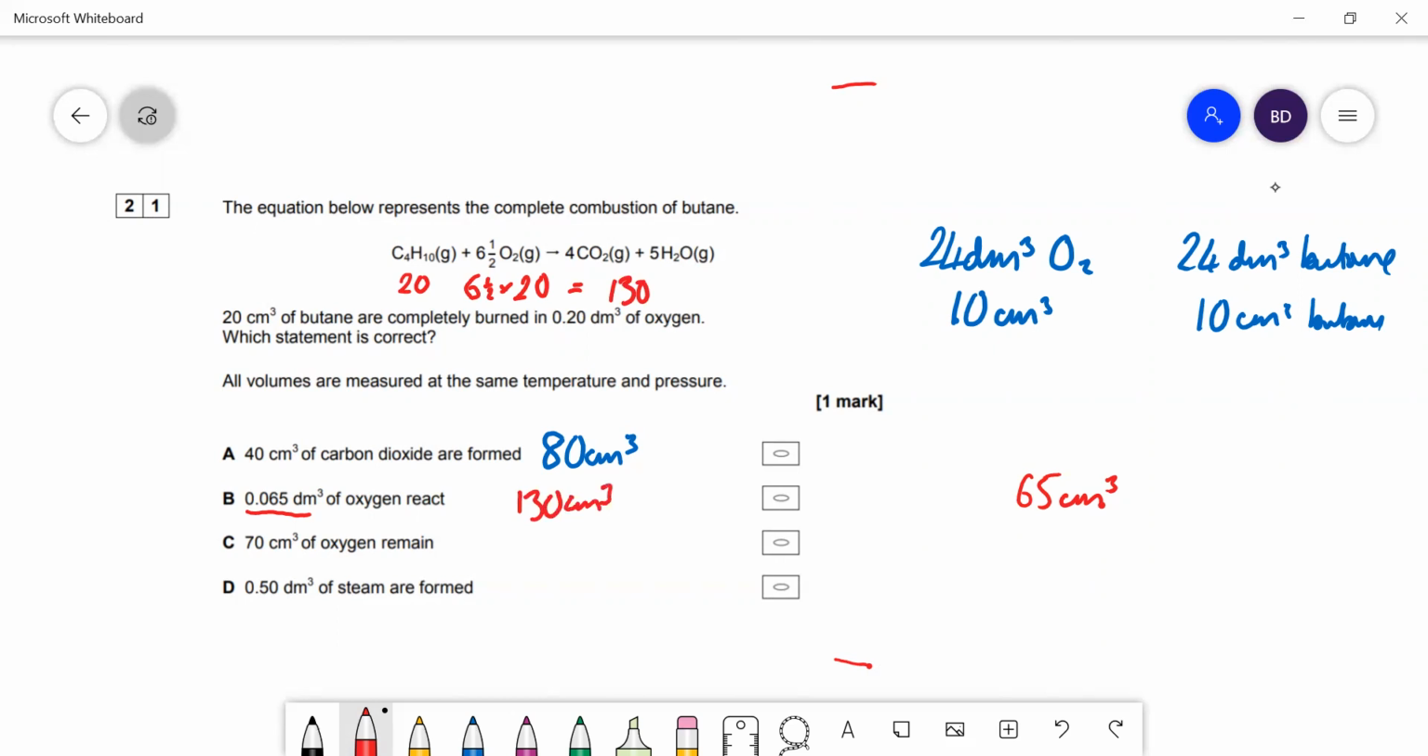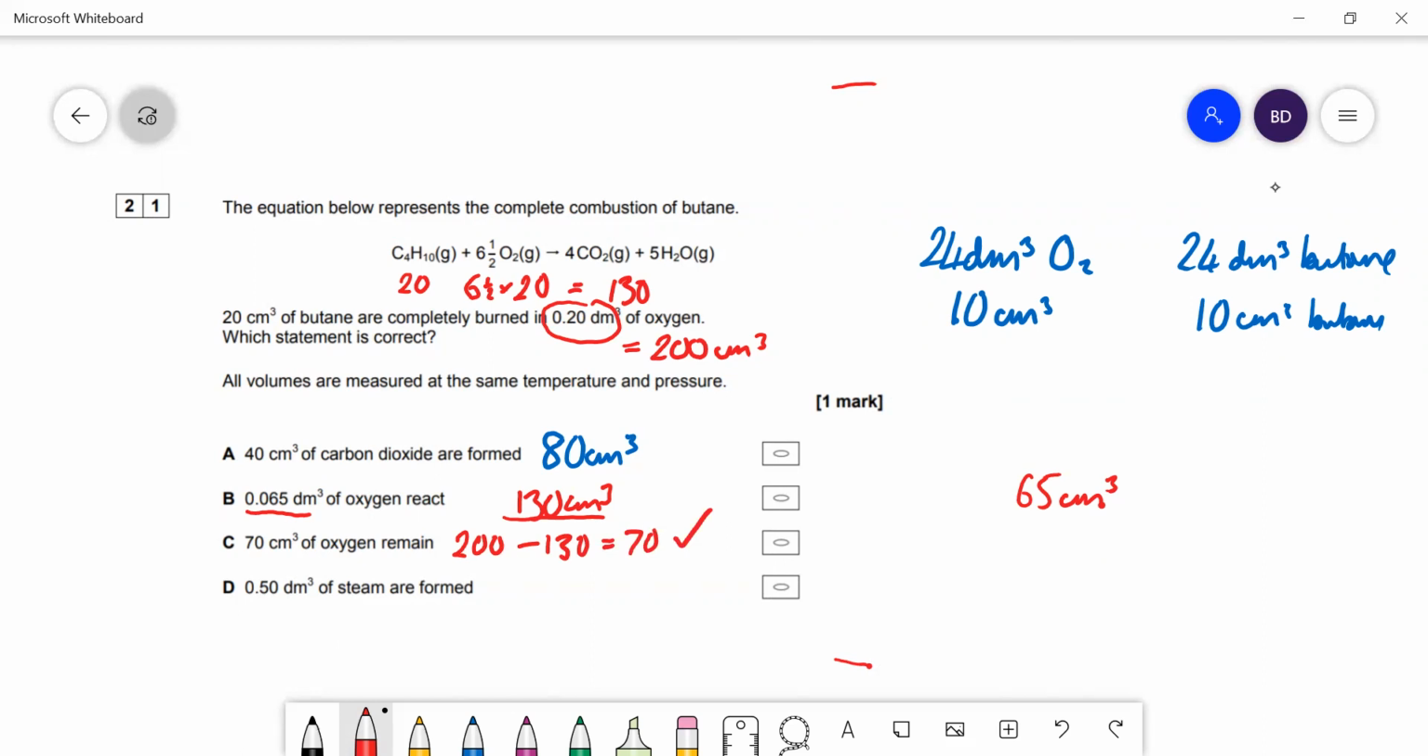70 centimeters cubed of oxygen remain. Well, that is right because we've got 0.2 dm cubed, which is equal to 200 centimeters cubed. How much is used up? Well, we've worked out it's 130, so how much is left over at the end is 200 minus 130, which is equal to 70. So that one's right.